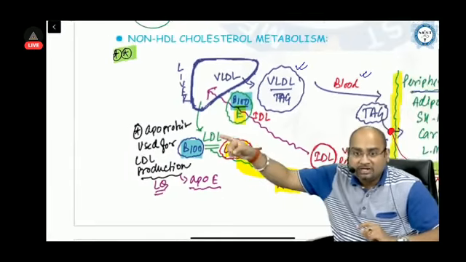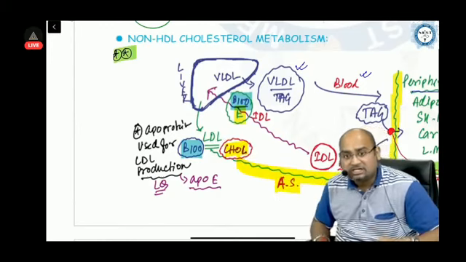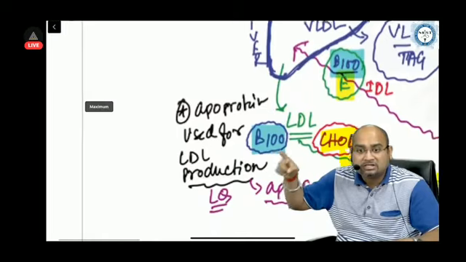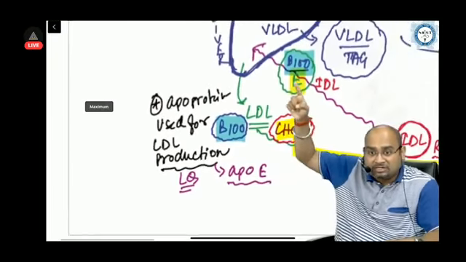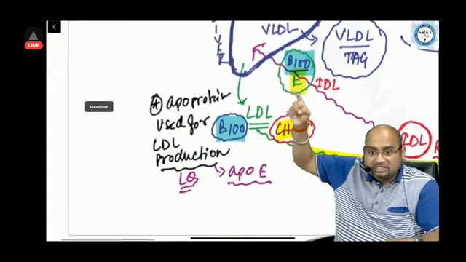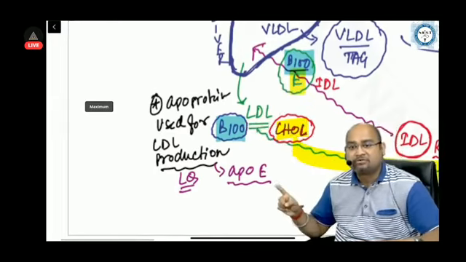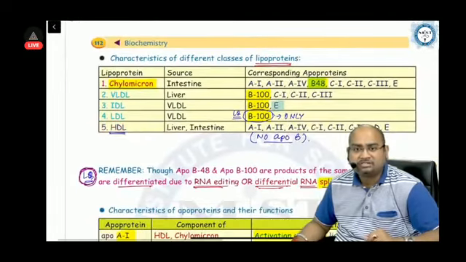Although everybody knows the LDL protein part is B100, the question has been asked: apoprotein used for LDL production? The answer is ApoE, beta, because B100 was already present over here. You are utilizing the ApoE for the production of the LDL. That's why ApoE will be a better answer over here. Please remember these points we have discussed earlier as well.